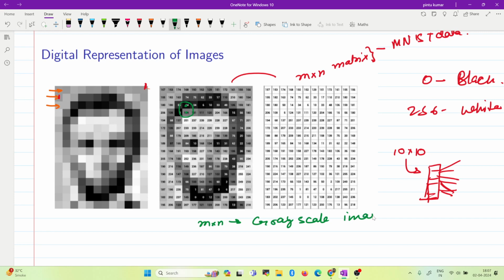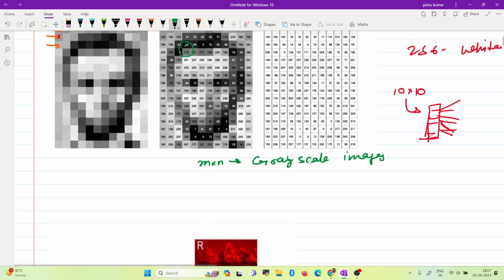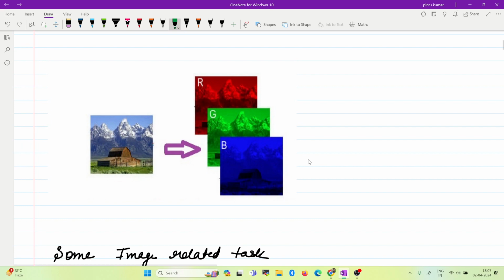I'll cover some details from the perspective of image processing also, so that the tasks you are doing are more clear to you. The first thing I talked about was grayscale images, but in reality we have more color images. There are many ways to represent a color image.